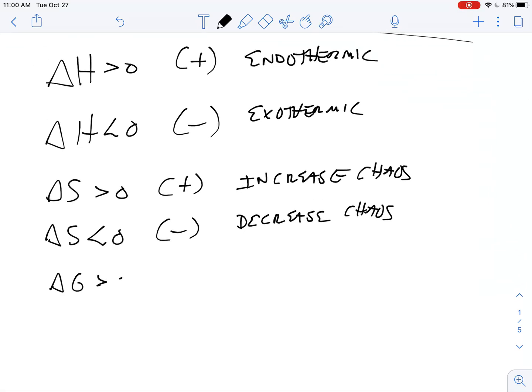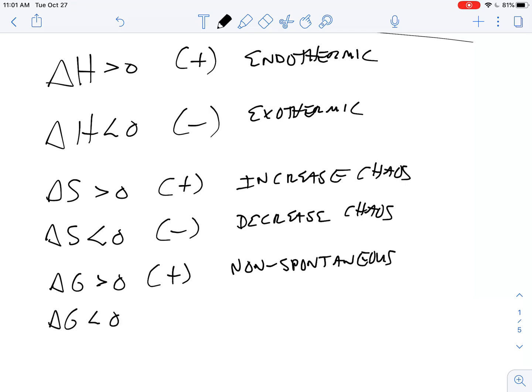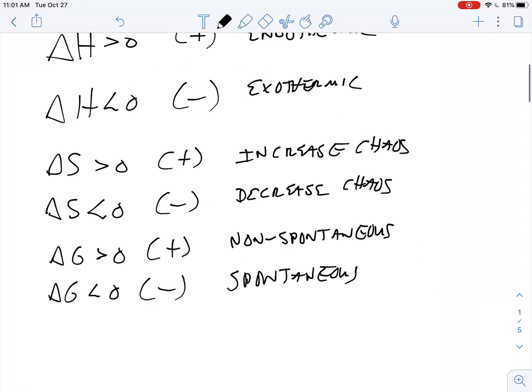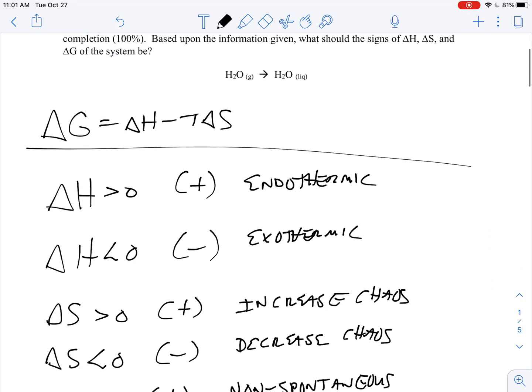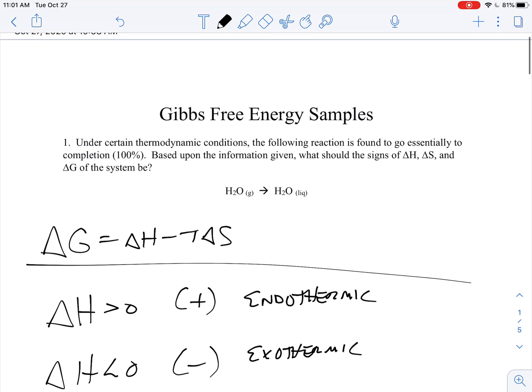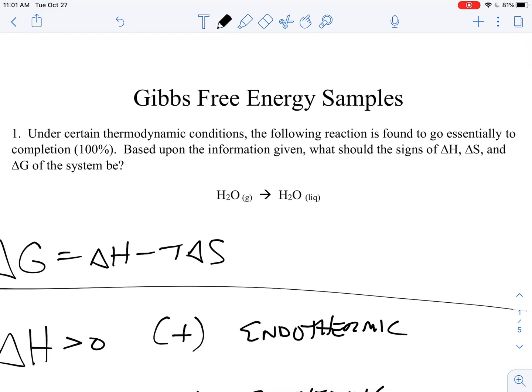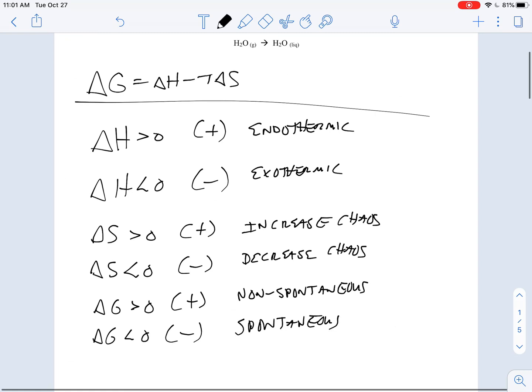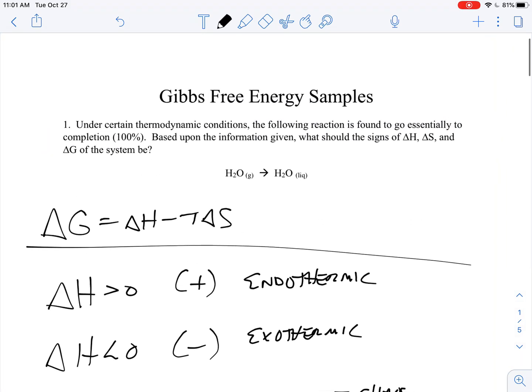Finally, if delta G is greater than 0, it is positive. It is a non-spontaneous reaction, meaning it doesn't go. If delta G is less than 0, negative, that means it is a spontaneous reaction. That is there. Based upon all of these clues that are given to you here in the problem, which of these circumstances for each of them is actually there?